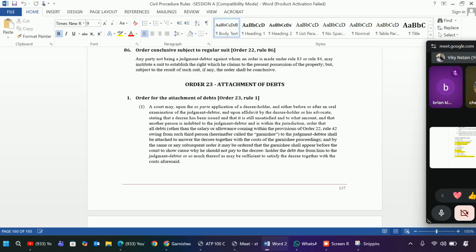It says that under order 23, a court may, upon the ex parte application of a decree holder, and either before or after an oral examination of the judgment debtor, and upon affidavit by the decree holder or his advocate, stating that a decree has been issued and that it is still unsatisfied, and to what amount, and that any other person is indebted to the judgment debtor, and is within the jurisdiction, order that all debts other than the salary or allowance coming within the provisions of order 22 rule 42 owing from such third person called the garnishee to the judgment debtor shall be attached to answer the decree together with the cost of the garnishee proceedings.